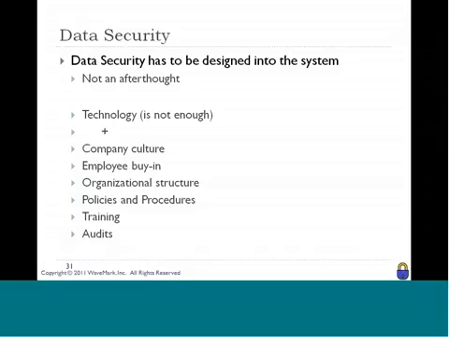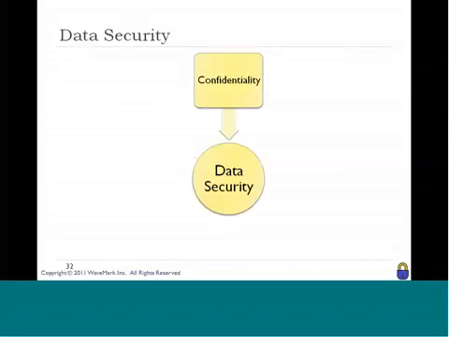There have to be policies and procedures around it, training around security, audits around security, and so on. And so when I talk about it being designed in the system, it's not only the technical system that's being deployed, but rather the system of organization and people and company and technology.